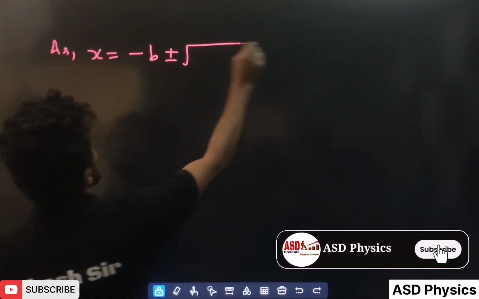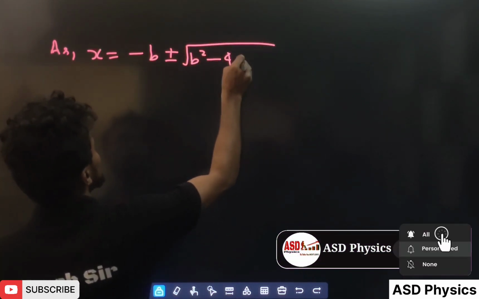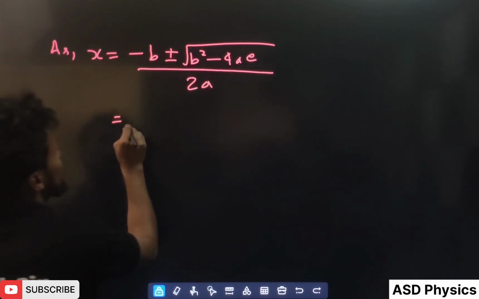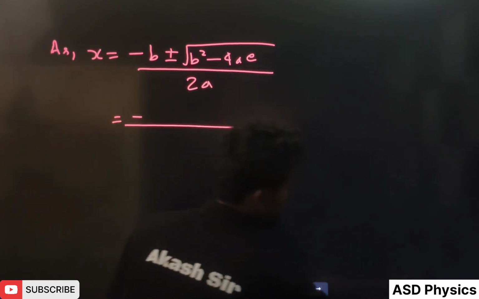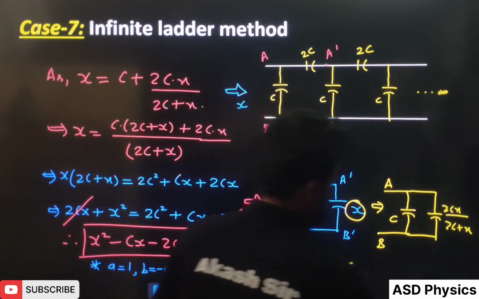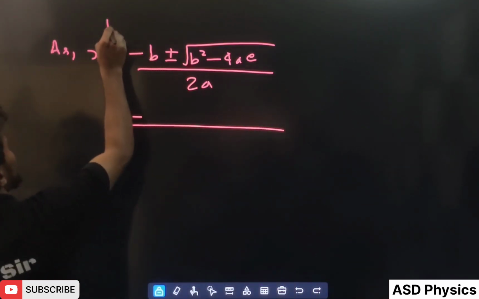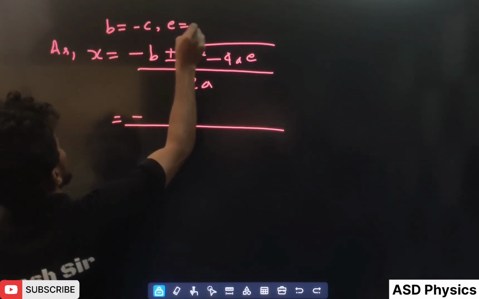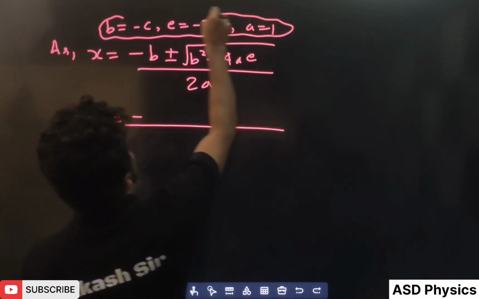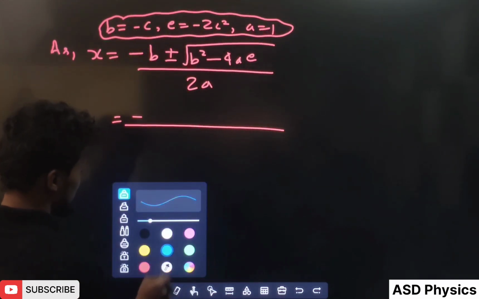Now students, after that, if in case you want to write here the Siddharacharya method, so what is the Siddharacharya method? See, x equal to minus b plus minus square root of b square minus 4ac, but I will write here the e by 2a. Now students, see, b value is minus c, e value is minus 2c square, a value is 1. Now this is the thing.